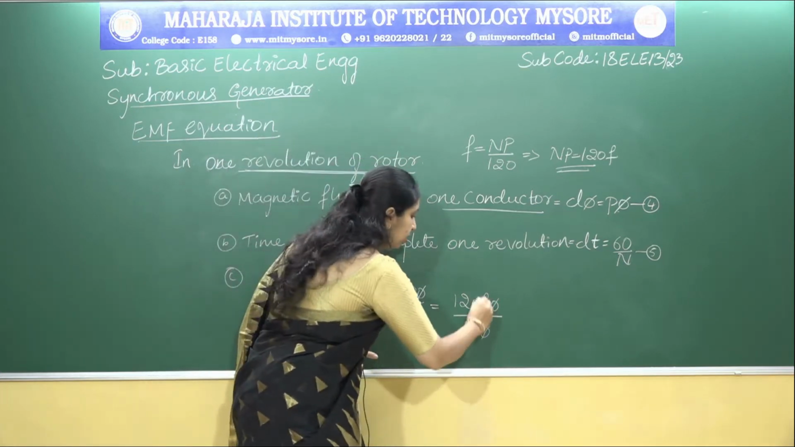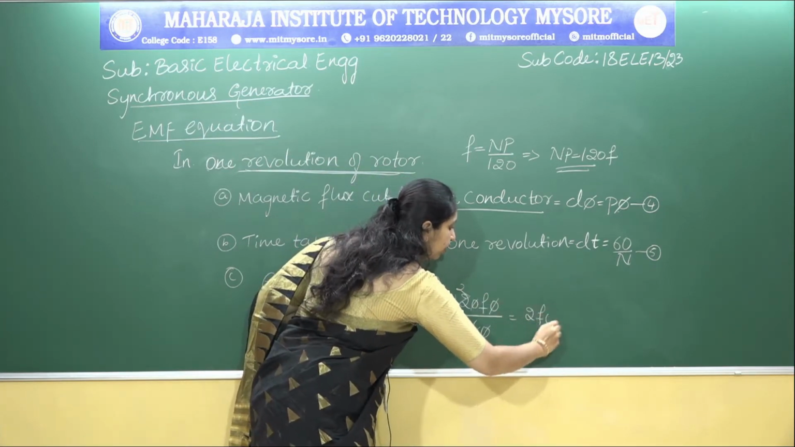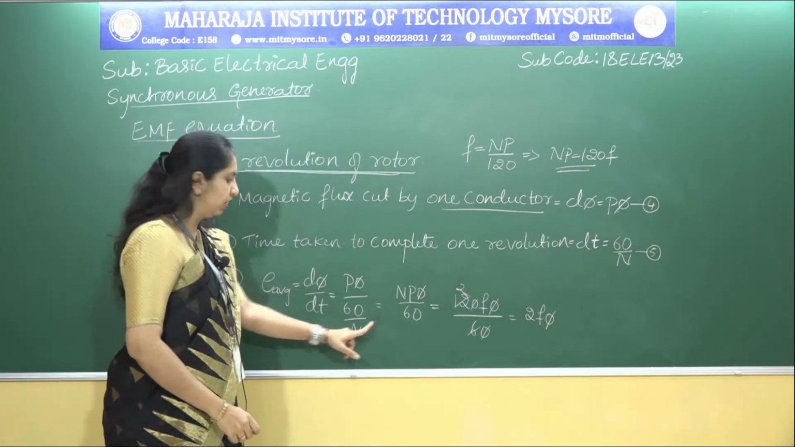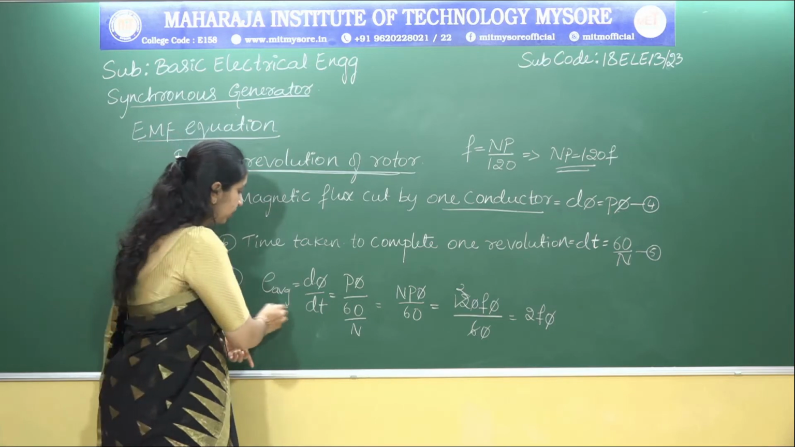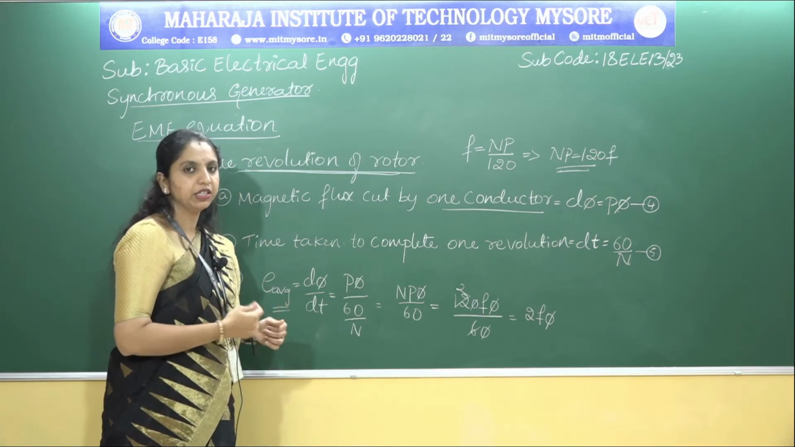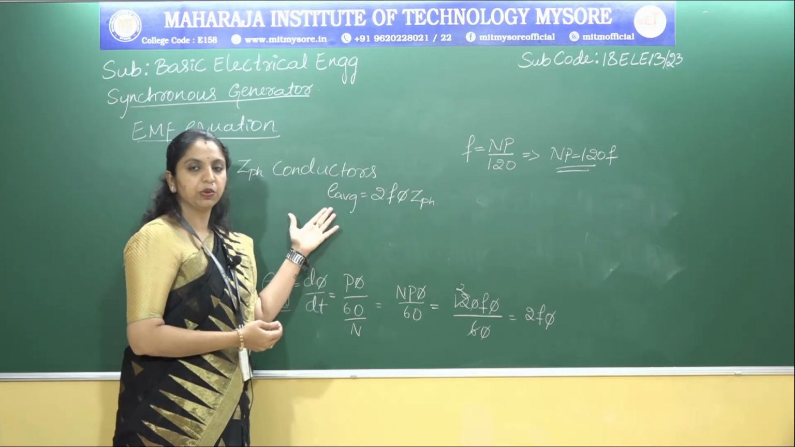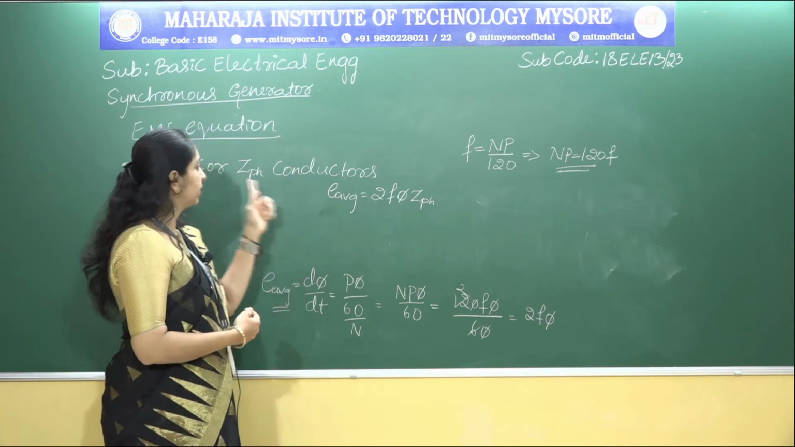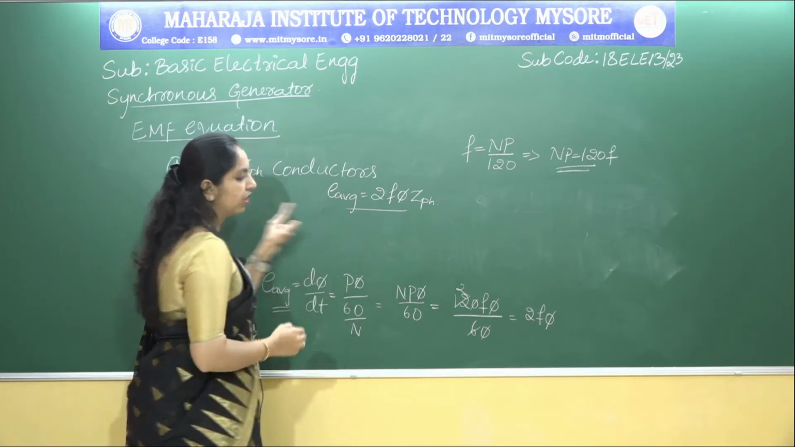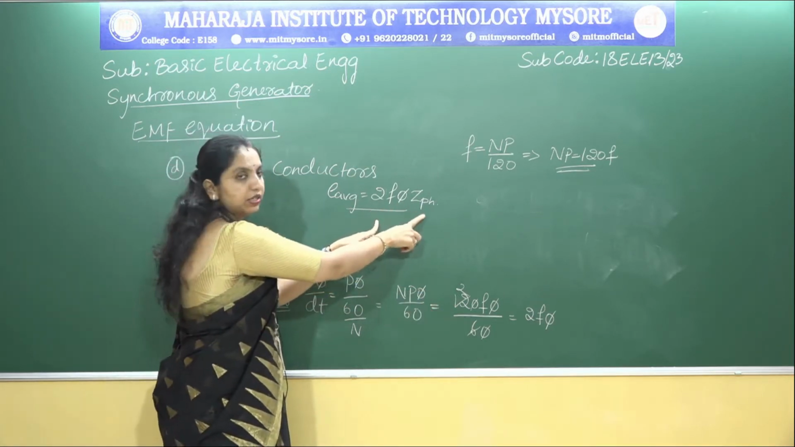Finally, this can be written as 2Fφ. This is the average induced EMF per conductor. Once we find this equation, we need to have the same equation by considering Zph conductors, that is the number of conductors. In the next step, we are going to have the same equation, that is average induced EMF, by considering Zph conductors. For Zph conductors, earlier it was only 2Fφ, and this equation becomes 2FφZph.